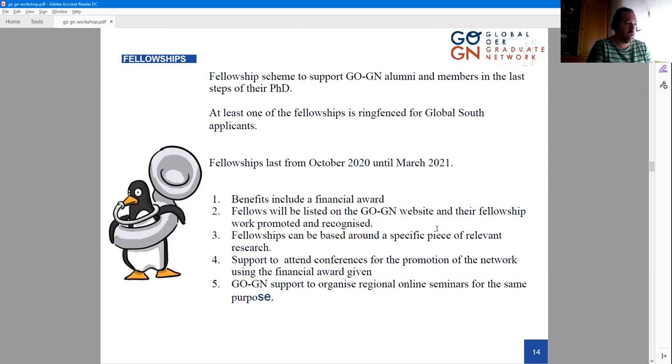a promotion through the GoGN website. The idea is that they can be based around a specific piece of relevant research that we're going to discuss now, and as well get the support from the network to organize and be able to promote the network, and as well think about the ways to support the research.